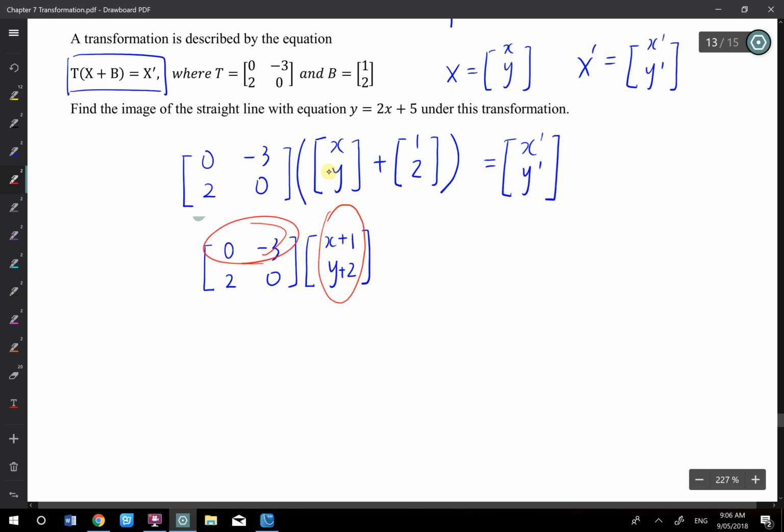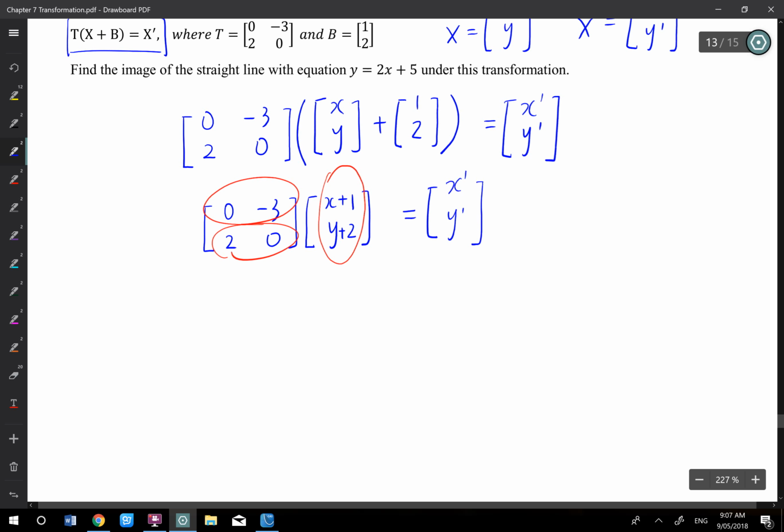And I have this row and this row. Remember that still equals (x dash, y dash). And you just keep expanding things. To expand this, can you see 0 times the first gives 0, negative 3 times (y plus 2) with a bracket. That's the second times second. For the next one, I have 2 times (x plus 1), but 0 times that gives me 0.